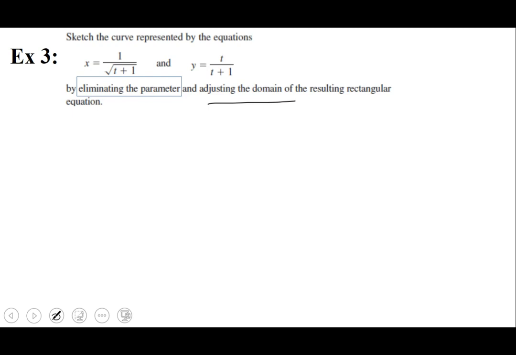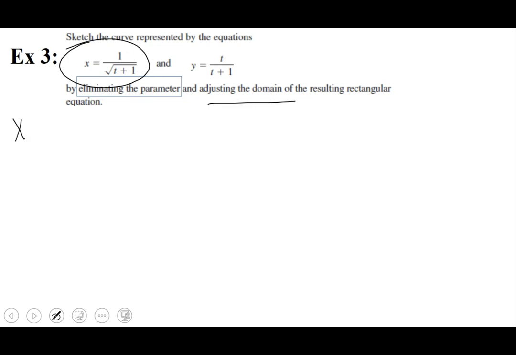I know in the previous example, we solved the easier one. In this case, you actually want to solve the one that has the square root because you want to get rid of the square root. If you can get rid of that square root, that's just going to make your life much easier on the back end. So what I'm going to do is I'm actually going to square both sides.